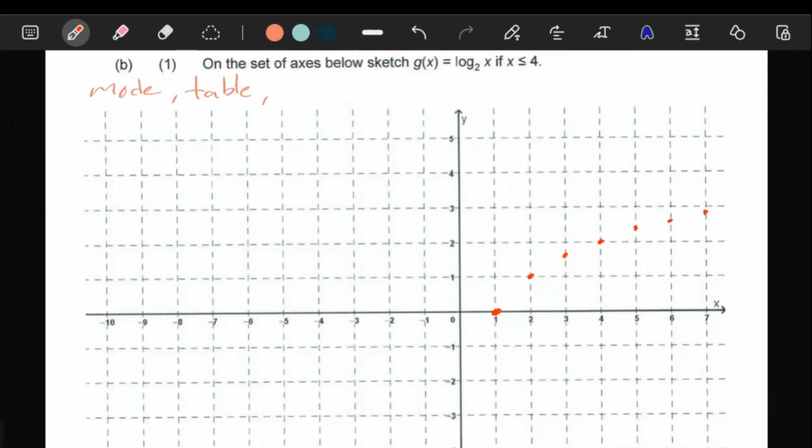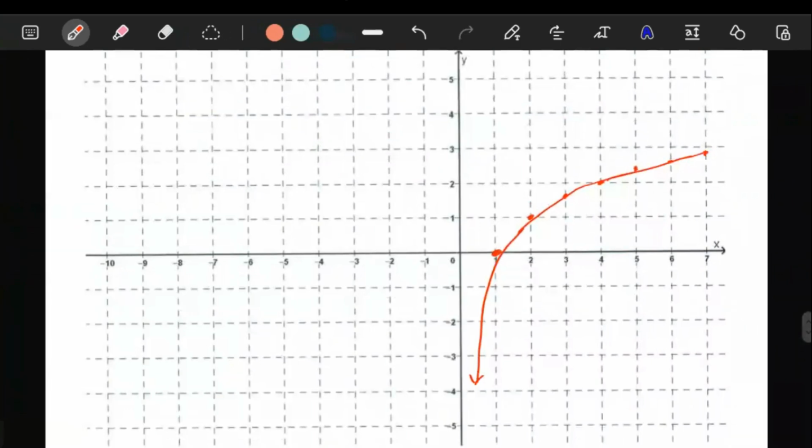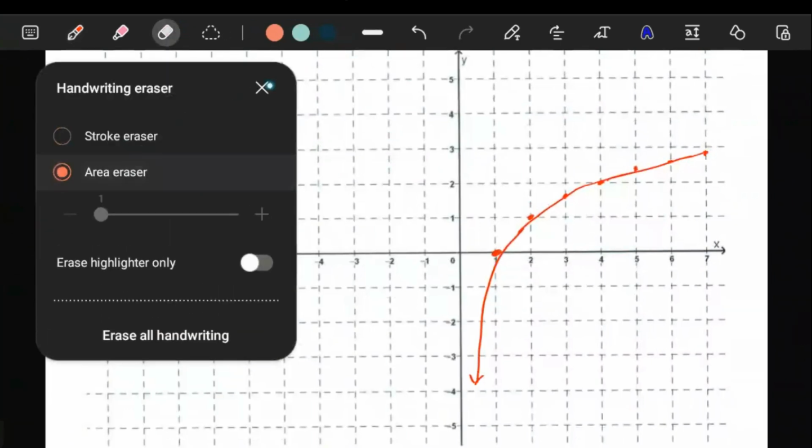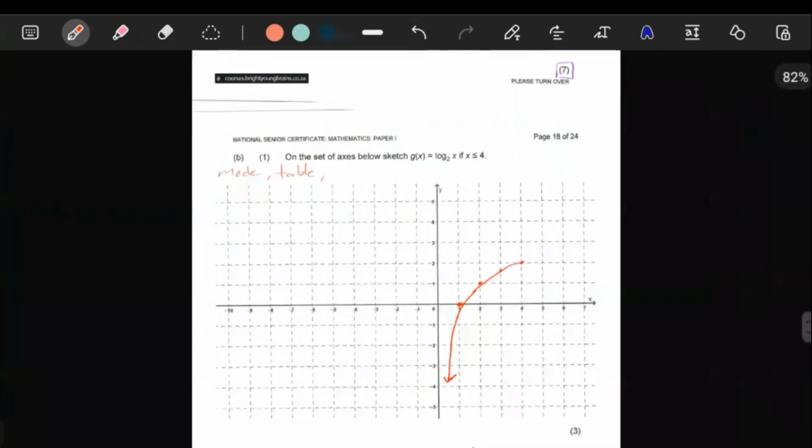So the idea is, this is already giving you the idea that your curve is just looking like that. But they said your x value should be smaller or equal to 4. So you should actually end there. You can even do your arrow here, but then your graph should just end there. You can even leave out that arrow for now. So that's how this graph is going to look.